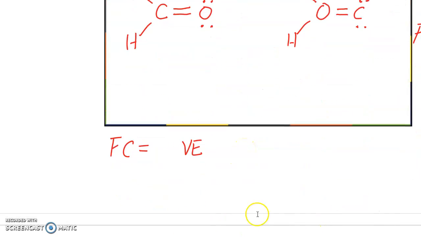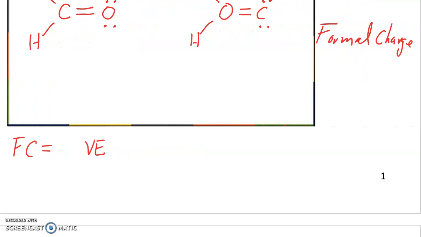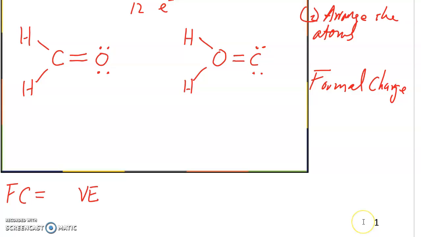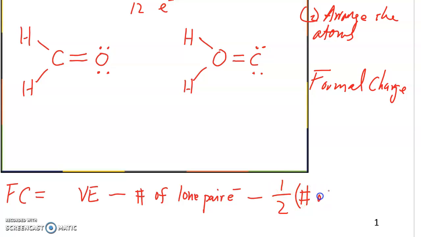Now, let's get back here and try to calculate the formal charge. The formal charge of that atom is equal to the valence electrons from the free atom, minus the number of lone pair electrons, and then minus half times the number of bonding electrons. Let's see how we do that.